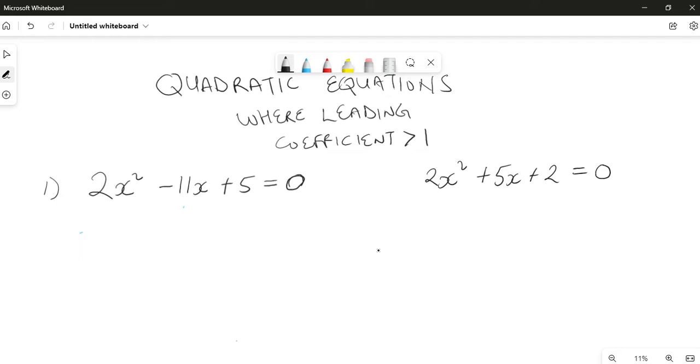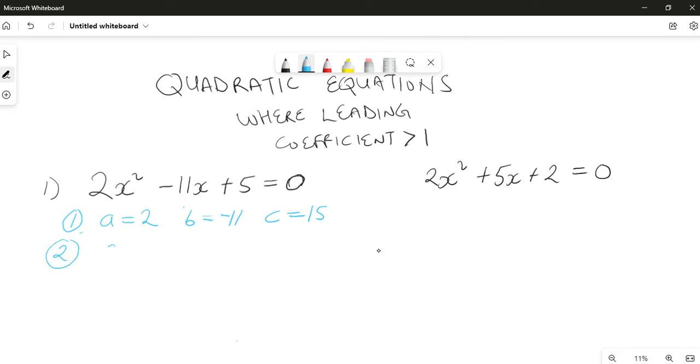We have our first question here, 2x squared minus 11x plus 5 equals 0. So as always, our first step, we have to label our a. The a is the coefficient of x squared, and that is 2. Our b, the coefficient of x, that's negative 11, and our c, which is our constant, which is 5.